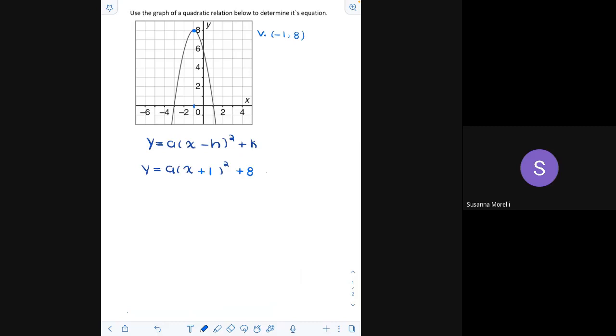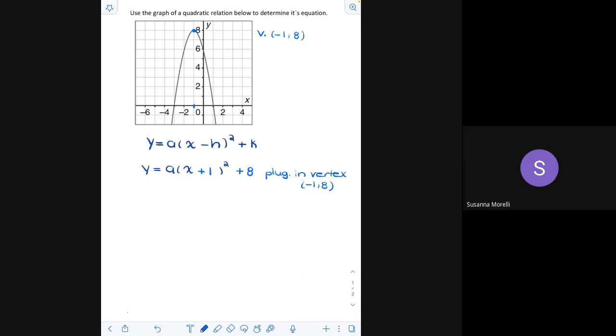Okay, so here I started by plugging in the vertex, in this case -1, 8. Just remember that when you plug it into the equation, the x value changes its sign. My x value was -1. When I plugged it into the equation, the x value is +1.